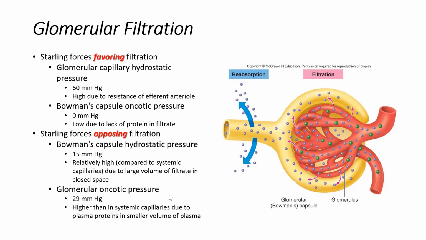And then lastly here, our second force that is opposing filtration is about 29 millimeters of mercury. This is our glomerular oncotic pressure. This is higher again than we see in systemic capillaries due to the presence of plasma proteins in a smaller volume. So there's less of a volume present here in terms of the surface seen in this glomerular capillary, but there's more proteins proportionally present, and so we have a higher glomerular oncotic pressure, right? And again, that is a pull force exerted by the proteins that cannot otherwise cross that membrane.